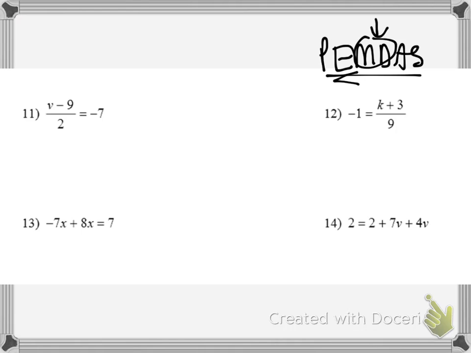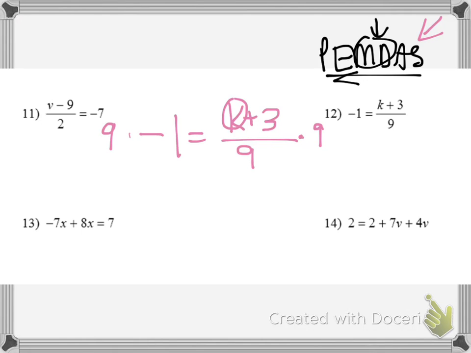All right, let's look at number 12. -1 equals k plus 3 over 9. All right, so again, this is going to be one of those exceptions to the backwards PEMDAS, because we want to get rid of the denominator. So here's our variable. We're going to multiply both sides by 9. This becomes a 1 and goes away.